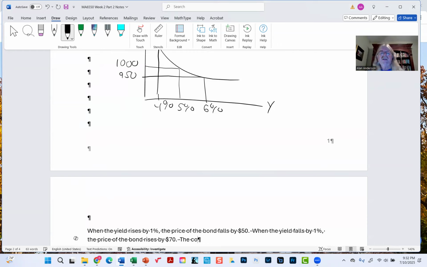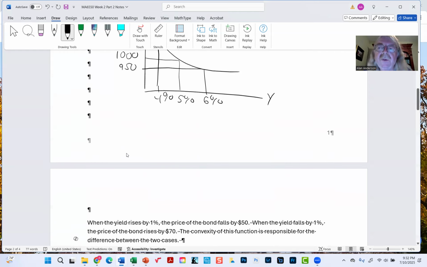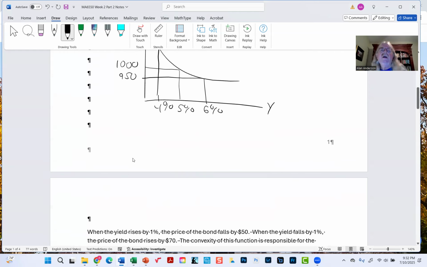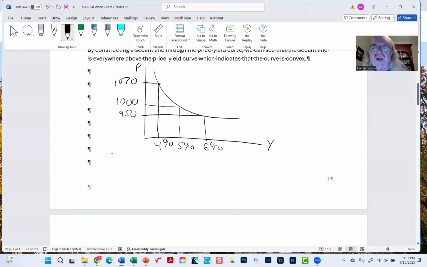Okay, so the convexity of this function is responsible for the difference between the two cases. In other words, if the relationship was linear, then we would gain or lose the same amount. Okay, but instead, as you can see, investors are happy because a drop of 1% in yields adds $70 to our bond price, whereas an increase in yields by the same amount only reduces the price by $50.